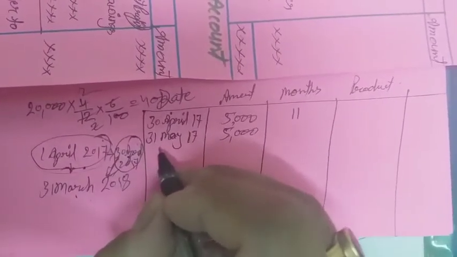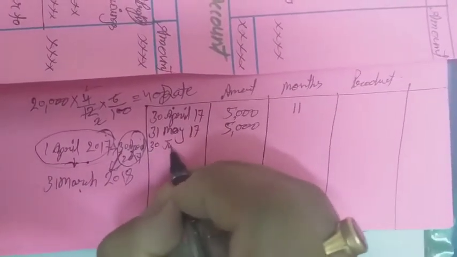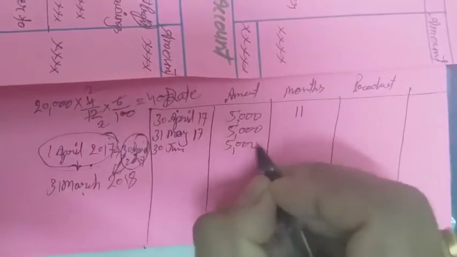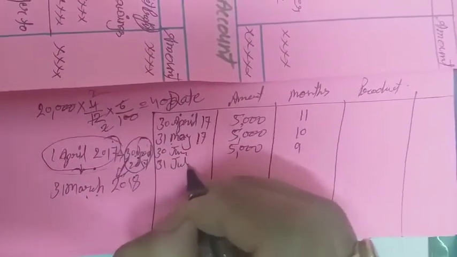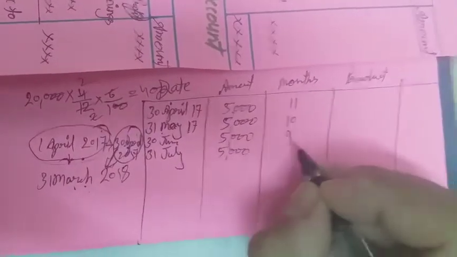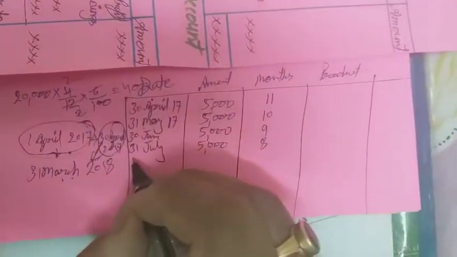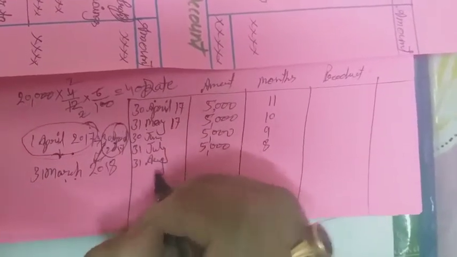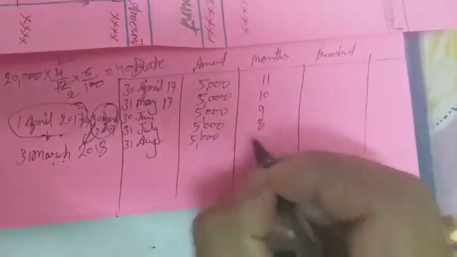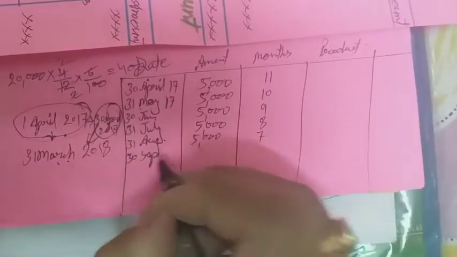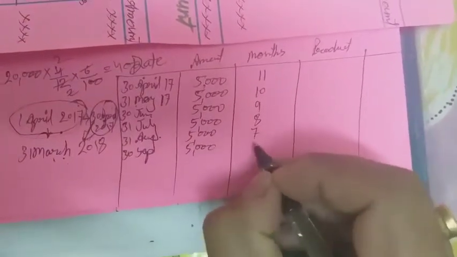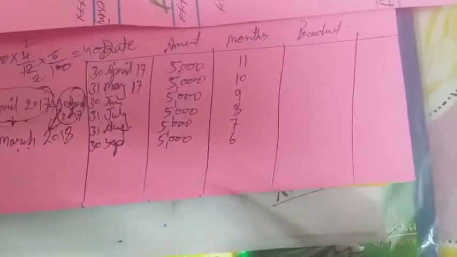Similarly, he withdrew on 30 June 5,000 rupees. From this date, what will be the total months? 10, then 9. 31st July 5,000 and 8. 31st August 5,000 and 7. 30 September 5,000 and 6. Similarly, this type we will calculate for all the months.